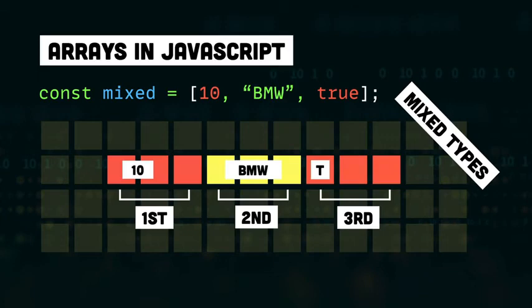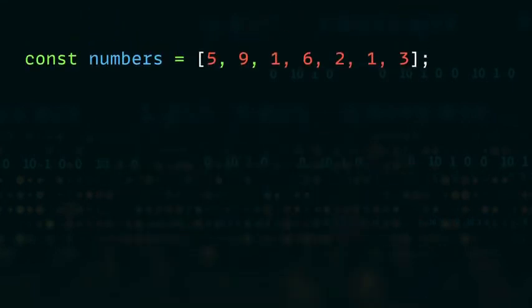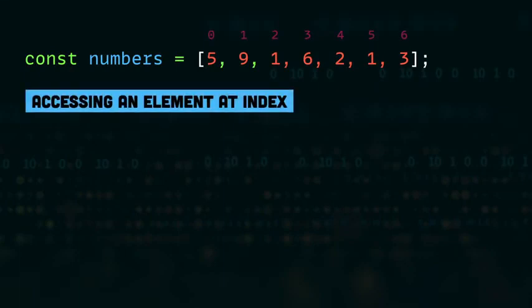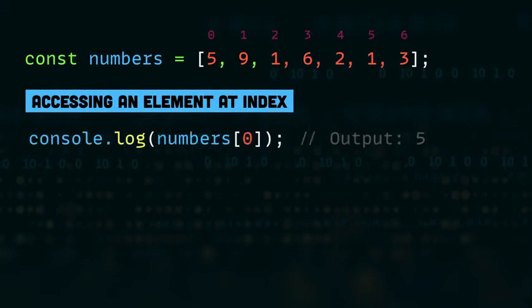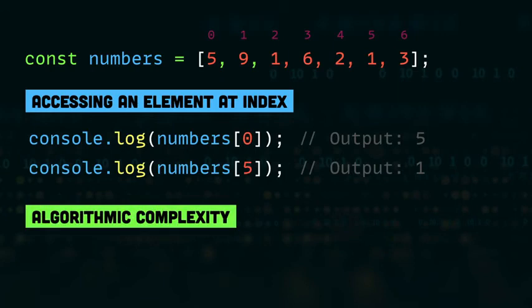Okay, now that we understand arrays and their mechanics, let's explore the operations we can perform on them and the complexity of these operations. Let's say we have this array of numbers. The items of the array are indexed, starting from 0 till the end. And we use this index to read the elements from the array. So for example, to read the first element of the array, we will write numbers[0], and we will get the first number. And to read the fifth element of the array, we will write numbers[5] and so on. And the complexity of reading an element from the array is constant complexity, that is O of 1.